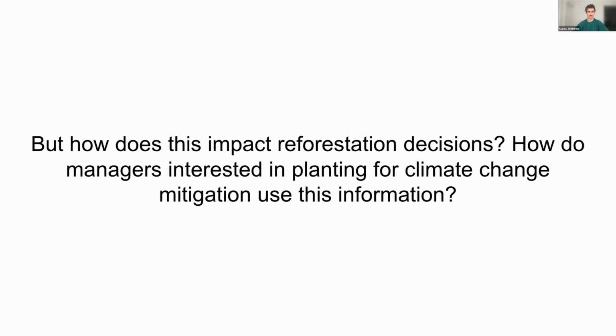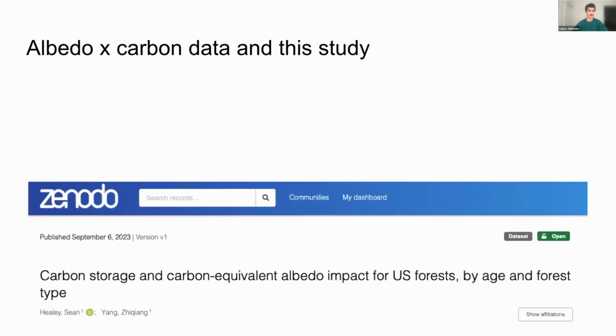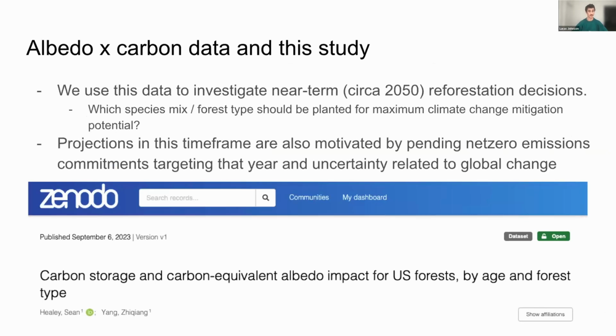So that's a rather substantial result, but how does this impact reforestation decisions? How might managers interested in planting for climate change mitigation use this information? Well, they also made the data that came out of that study publicly available on Zenodo. There are tables containing non-soil carbon stocks and associated carbon equivalent albedo offsets for each forest type group and 10-year age bin. And in this study, we use that data to investigate near-term, circa 2050 reforestation decisions, specifically which species mix or forest type should be planted to achieve maximum climate change mitigation potential in the next 25 years. And 2050 is an important timeframe given the pending net zero emissions targets for that year.